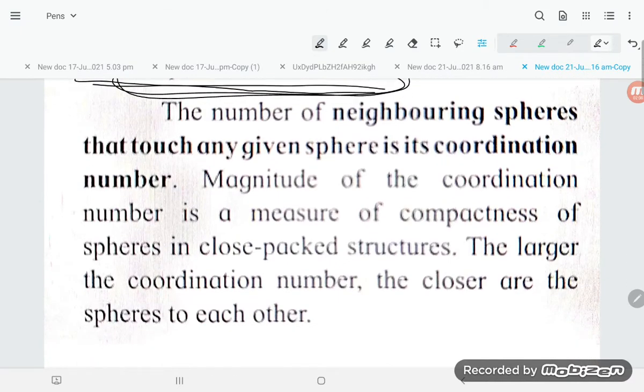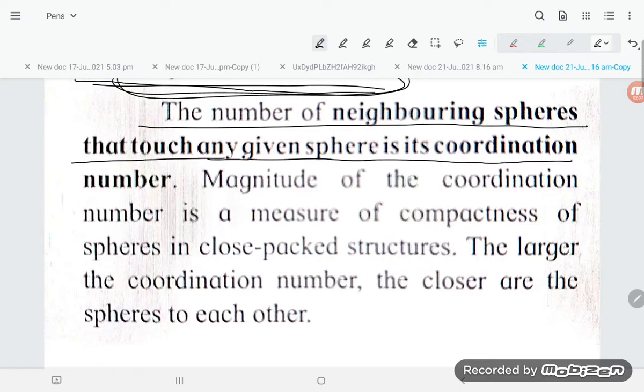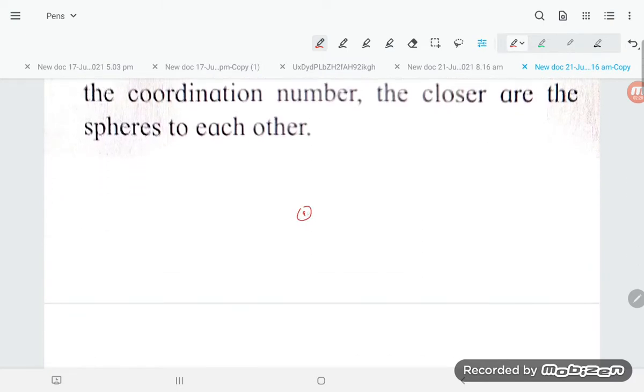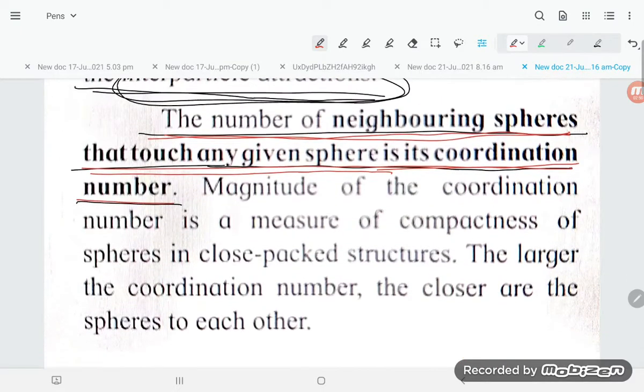Okay, that's the point. Now they are saying the number of neighboring spheres that touch any given sphere is its coordination number. Means suppose atom A is given, and two atoms are touching on both sides, so the coordination number is 2. And if you have this one A, and other atoms are touching it like that, how many atoms are touching? 6 atoms are touching, so the coordination number is 6.